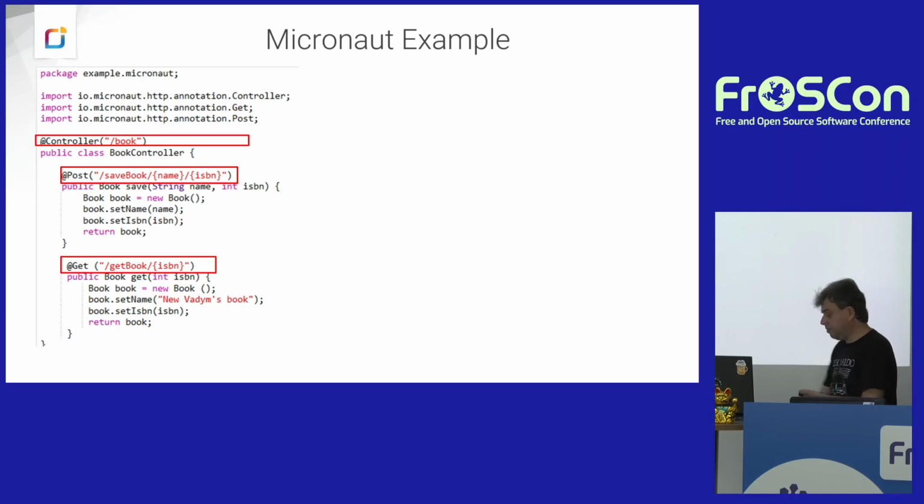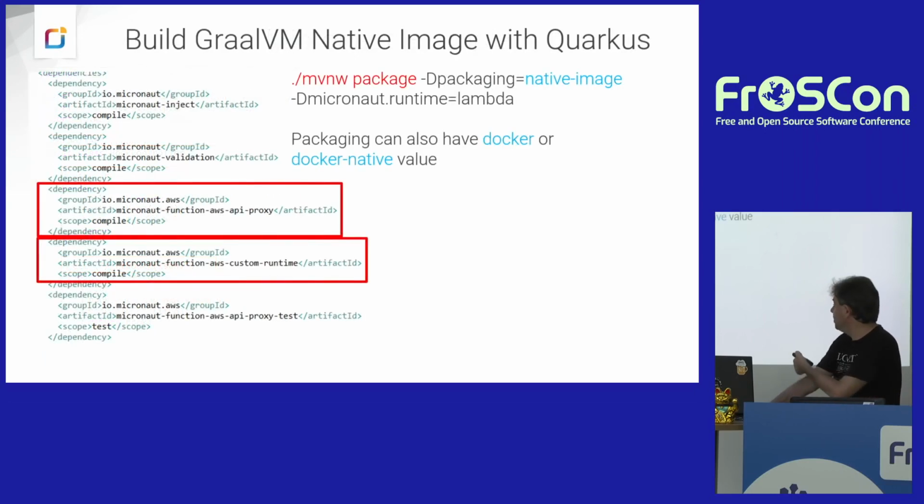So the application looks similar. You see controller, post, get annotation. They're looking quite similar, but these are Micronaut only. So no MicroProfile, nothing. But generally, they try to be as lightweight as possible. Just don't rely on a lot of standards and so on. The same stuff also here. The whole magic happens with the POM XML. Here's the Micronaut AWS dependency. The proxy will be generated and so on.